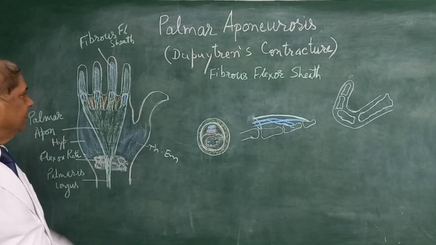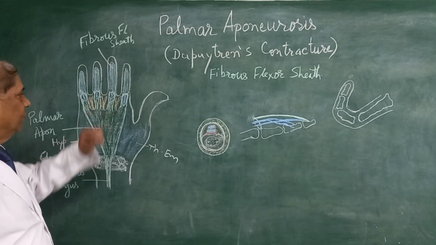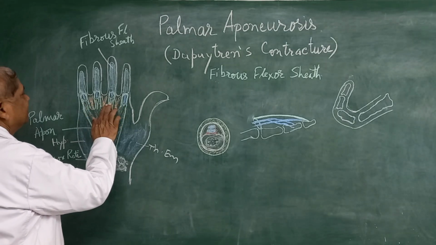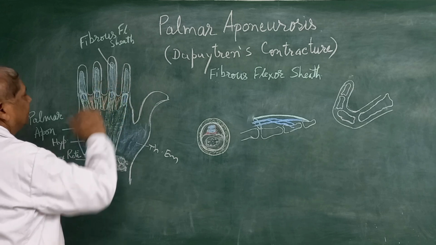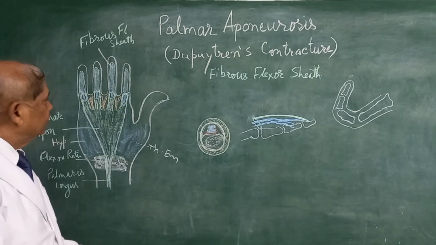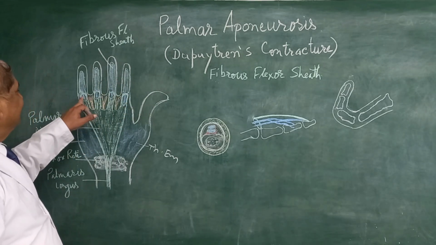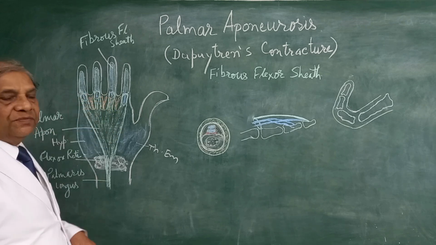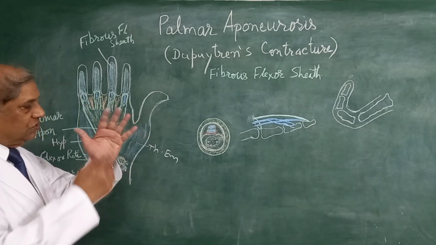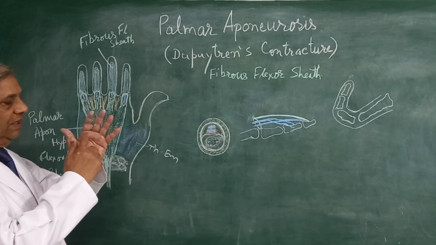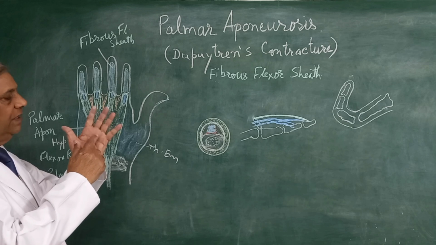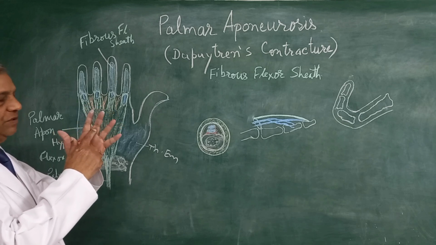These 4 slips will go, and at the metacarpophalangeal joint, each individual slip will divide into 2 further. It will divide into 2, and then you will see that these 2 slips, which are a portion of the superficial slip, also go to the under surface of the skin, at the crease between the palm and the proximal phalanx.